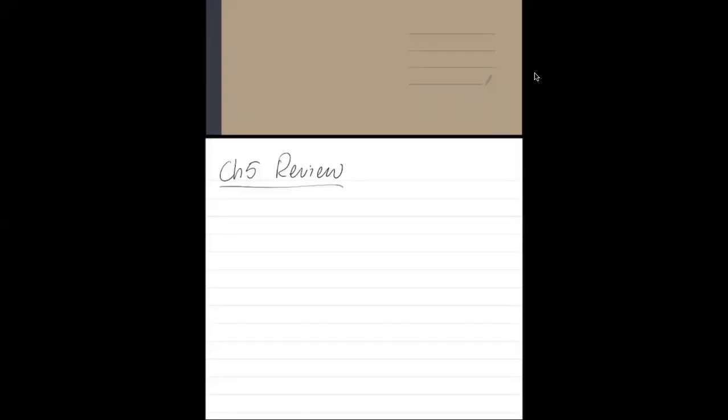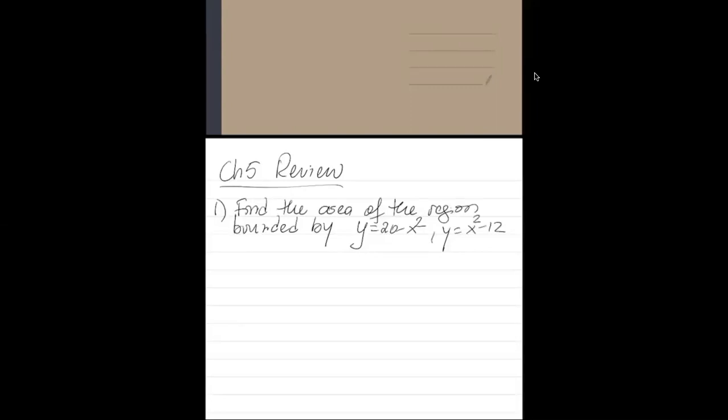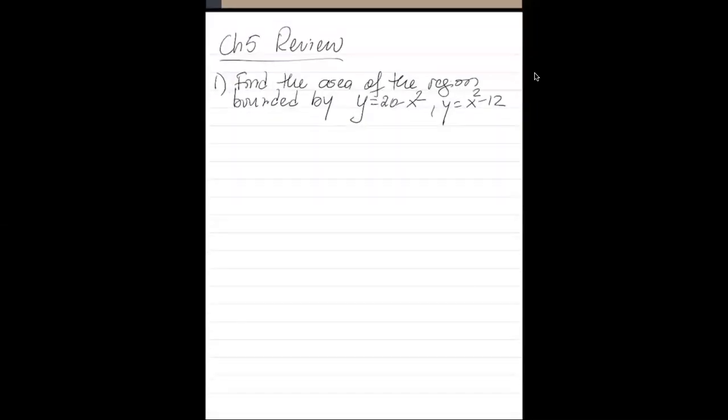Chapter 5 review. We'll start with area between curves. So first example, find the area of the region bounded by the given curves, y equals 20 minus x squared and y equals x squared minus 12. So two parabolas, one open up, one open down.